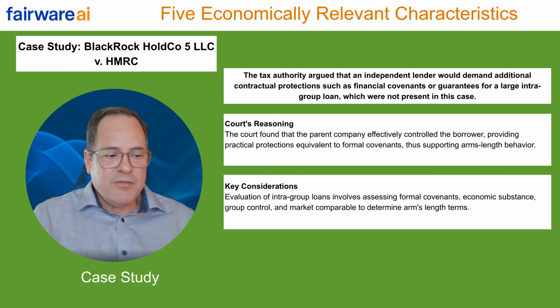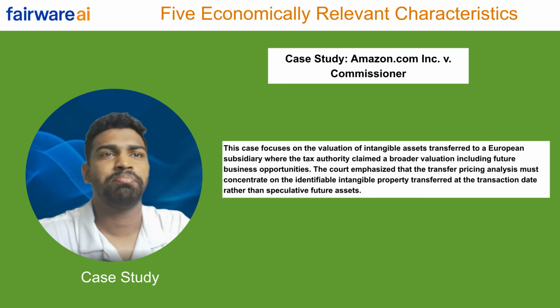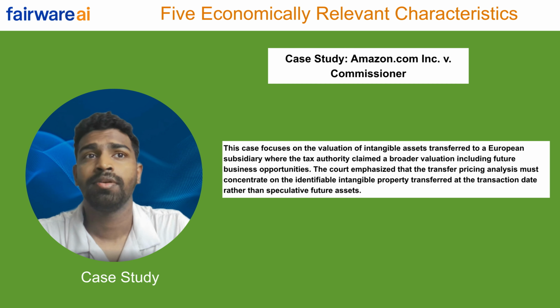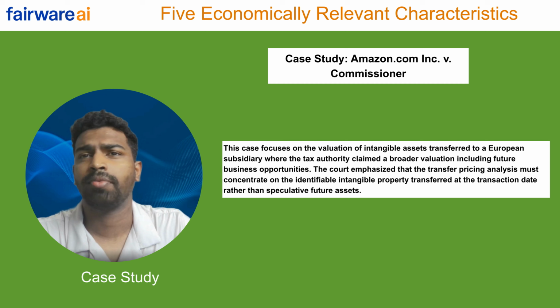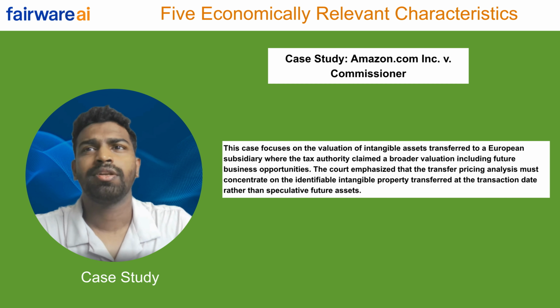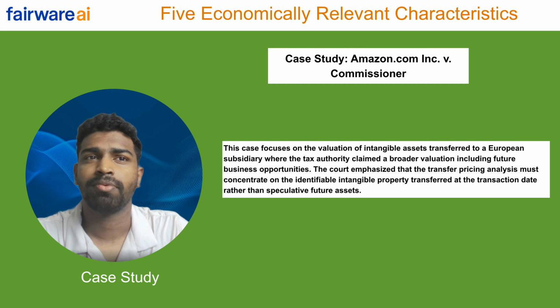Akhil, which factor is most relevant for that one? Yeah, for this final case study, it was between Amazon and the Commissioner. The one overall pick from the Amazon case we can take is the characteristics of the property as the economically relevant characteristic that they considered. Amazon transferred certain intangible assets like software and branding to the European subsidiary. The IRS tried to argue that these transfers included future business opportunities and should be valued at a massive premium based on the projected future profits.